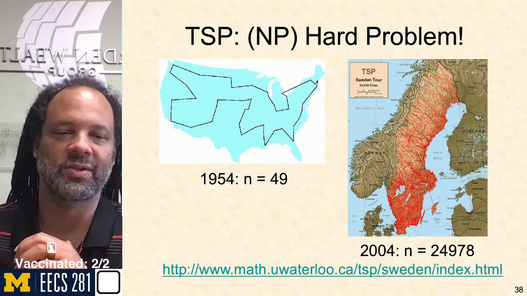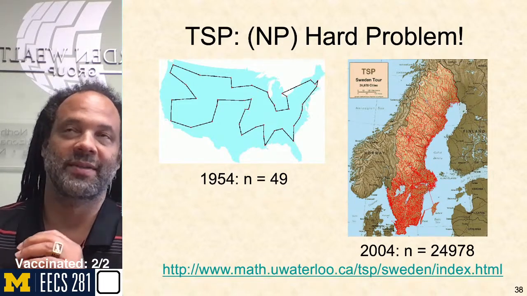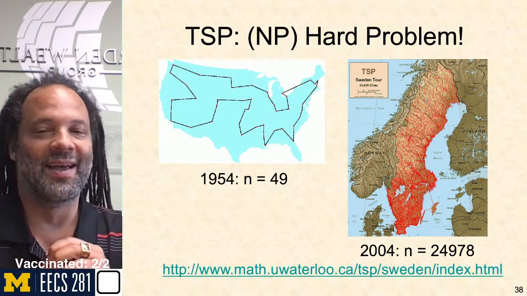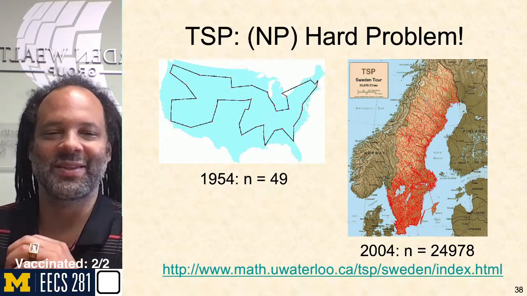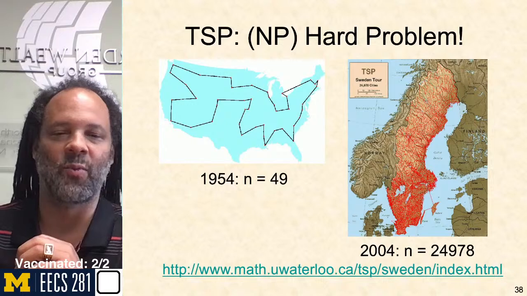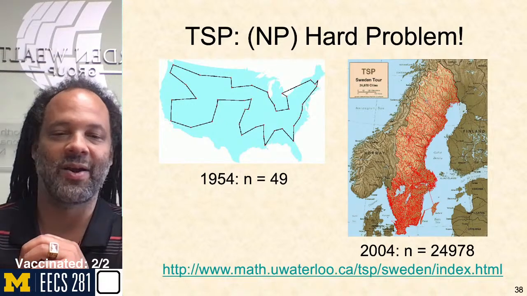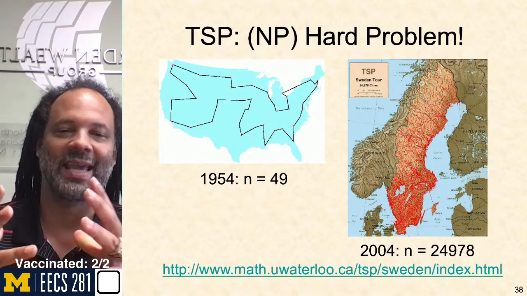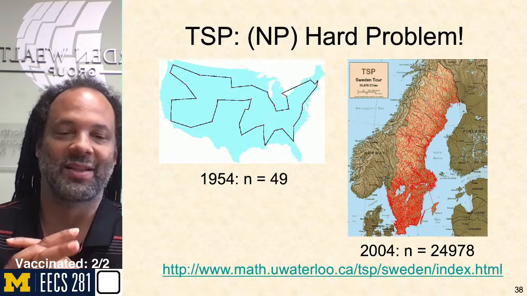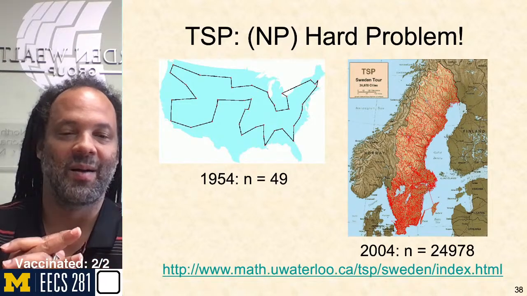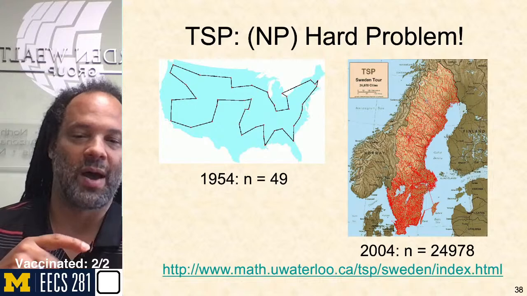That's what the NP means, there's no polynomial solution. At least that's the way I always remembered it. And this little example here comes to us from Waterloo, which has an entire page dedicated to the TSP, and there's a lot of cool stuff you can learn on there.